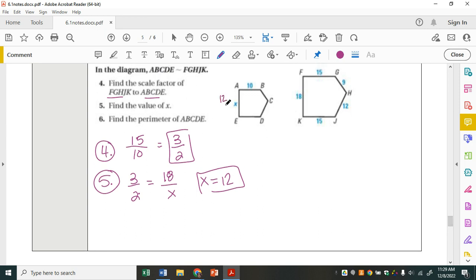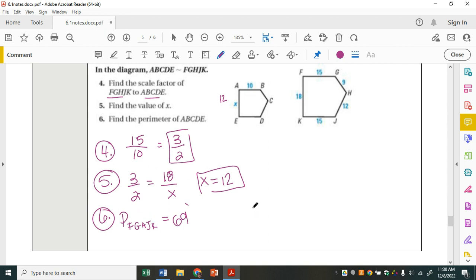And now it's asking us to find the perimeter of this smaller shape, right? And I don't necessarily feel like going through and finding the side length for BC, finding CD, and finding DE, and then having to add up five sides. So instead, I'm going to use my scale factor to help me find my perimeter. I can take the perimeter on FGHJK by adding up all of these sides. So when I add up 15 plus 9 plus 12 plus 15 plus 18, I'm going to get my perimeter as 69. So I can use this along with my scale factor to find the perimeter of ABCDE.